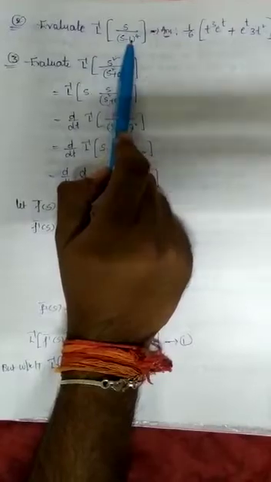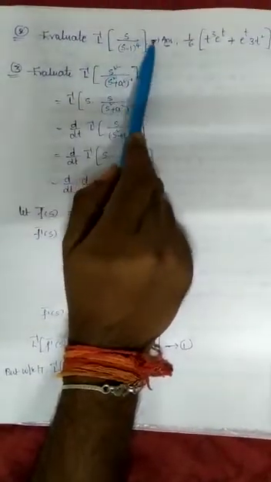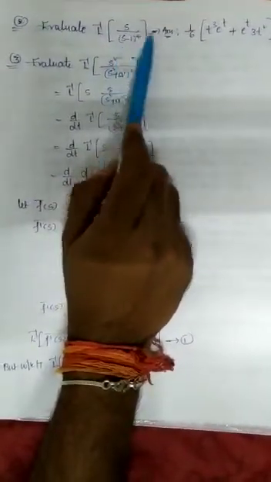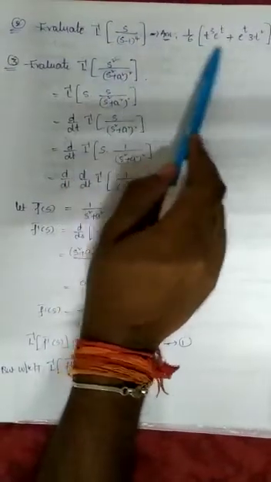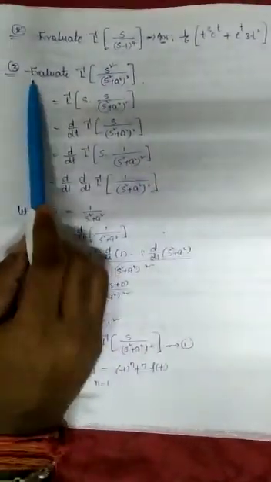Now we are doing this method, that is multiplication by s. So solve it by using the multiplication by s method. So this will be the answer.